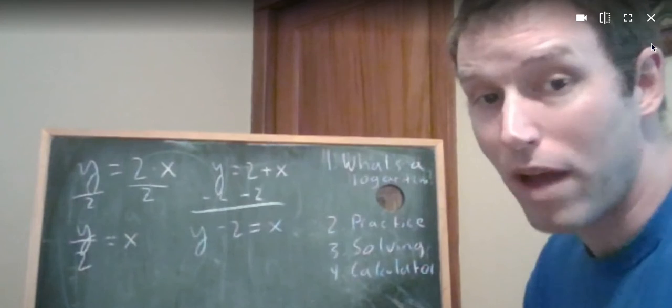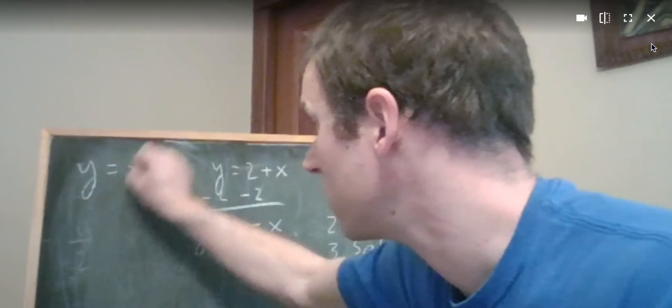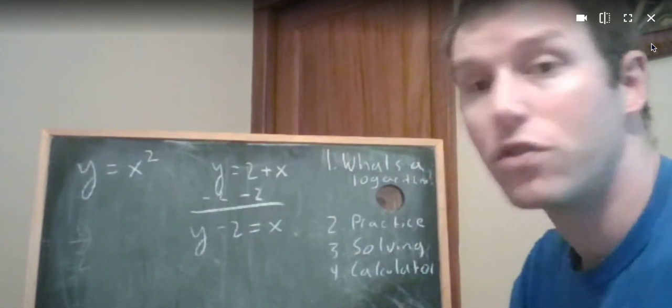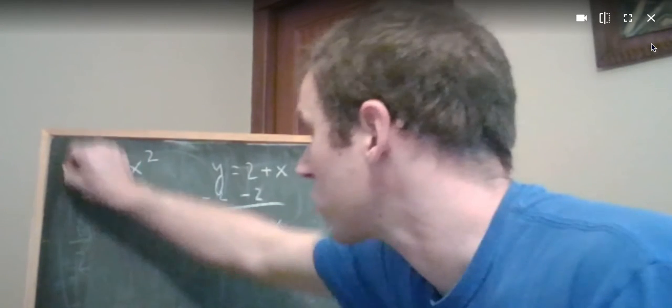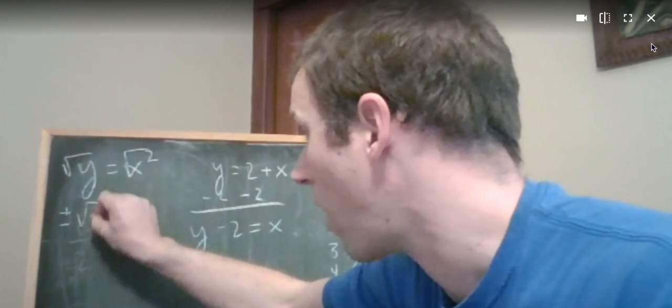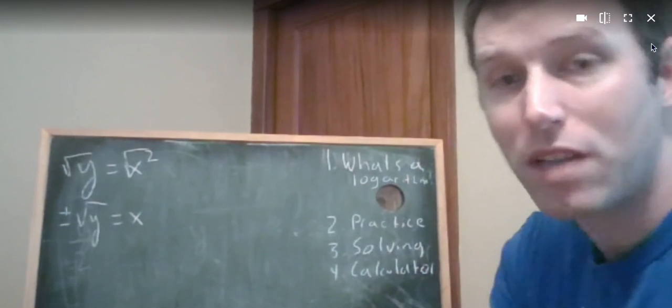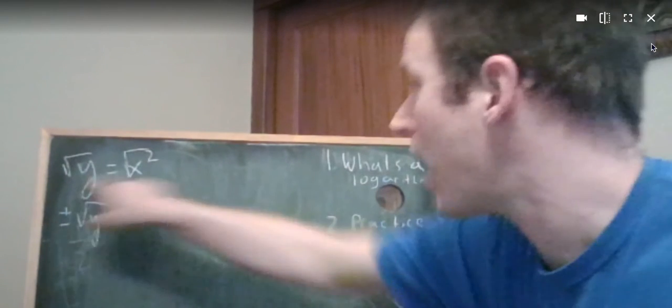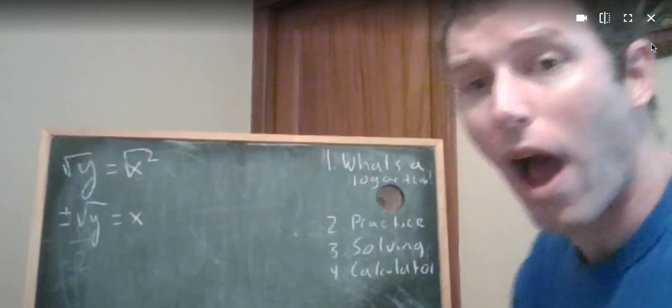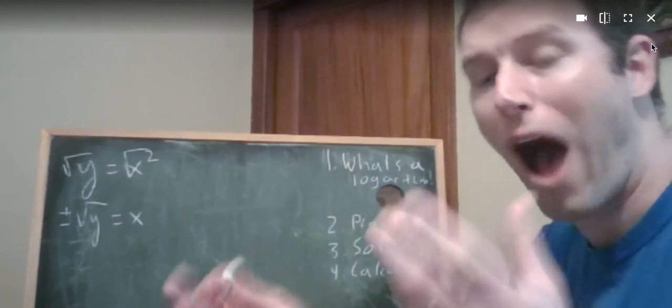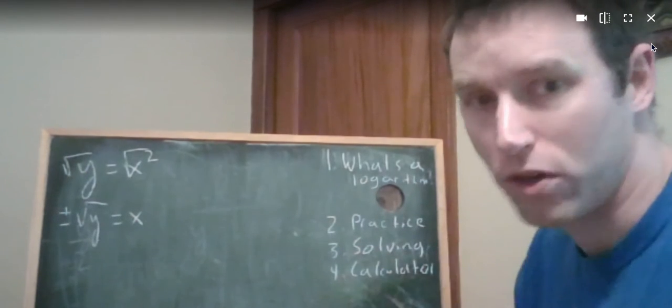Or even you might see something like y equals x to the power 2. What's the opposite of squaring? Square rooting. Square root both sides, plus or minus square root of y equals x. So this idea that to get rid of an operation, you do the opposite of it to both sides, and instead of y equals x squared, you have x equals square root of y, because square and square root are somehow opposites. Technically, they're called inverses.